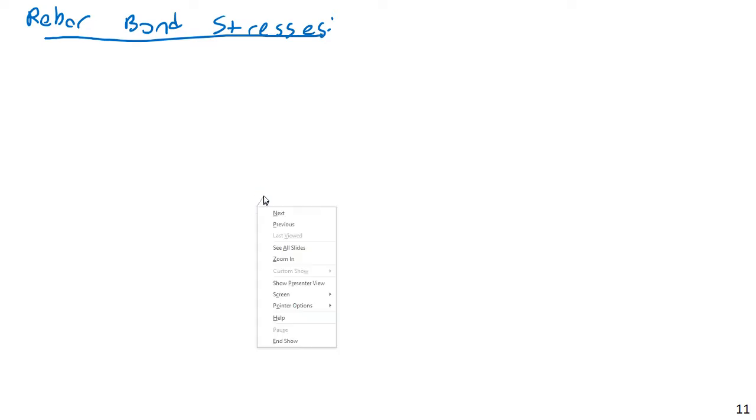So the whole idea here with development length, or whole idea with bond stress, is that steel fundamentally, if I look at rebar, let's say I want to look at rebar bond stresses. Well, we know that in any kind of beam, for example, we're going to have both compression and tension present in the member.